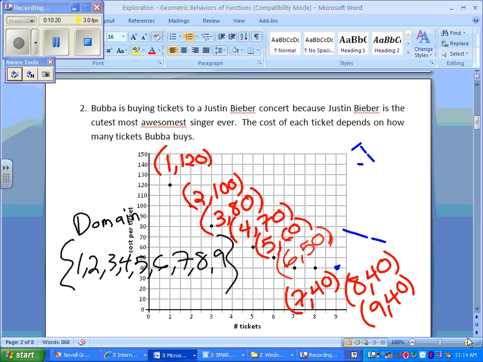Well, anything less than 1, are there any numbers less than 1 in the domain? No. Are there any numbers greater than 9? Yes. Well, we're given what we can see. So the restriction is there's nothing less than 1 and nothing more than 9. So write that down. So what are the restrictions on it? Nothing less than 1 and nothing greater than 9.